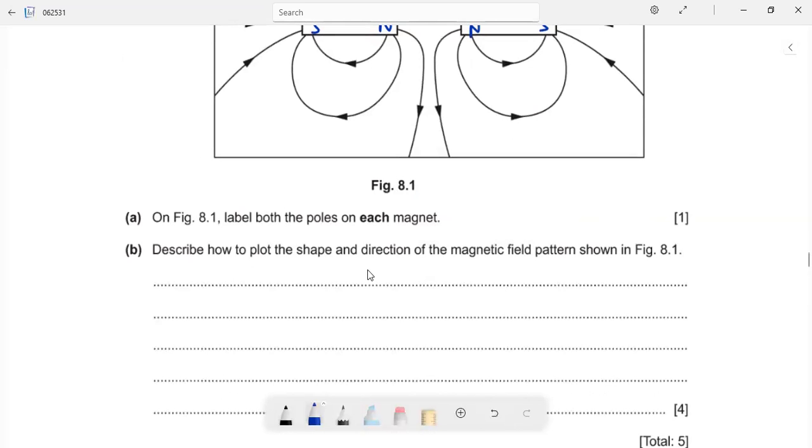Describe how to plot the shape and direction of the magnetic field pattern. So with the help of a compass or iron filings, we can plot the pattern.